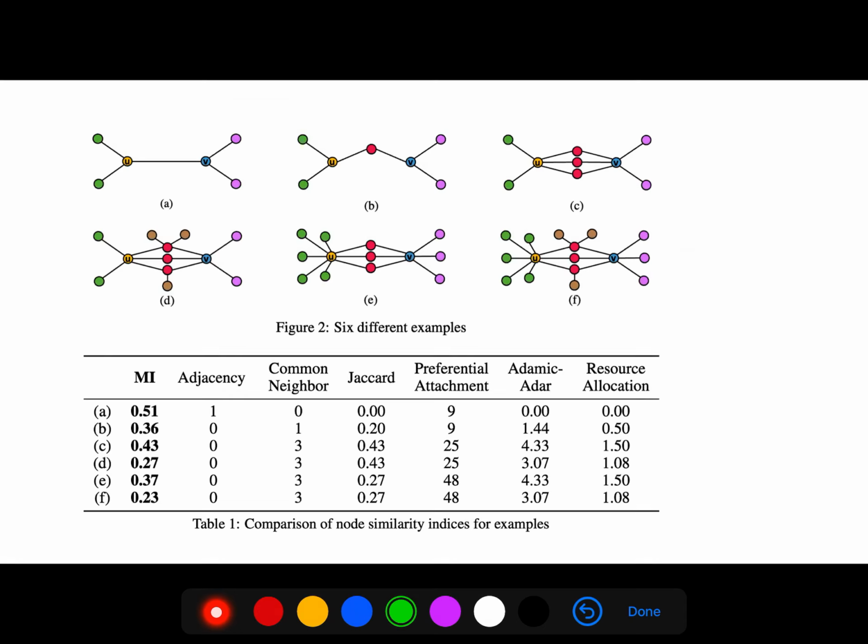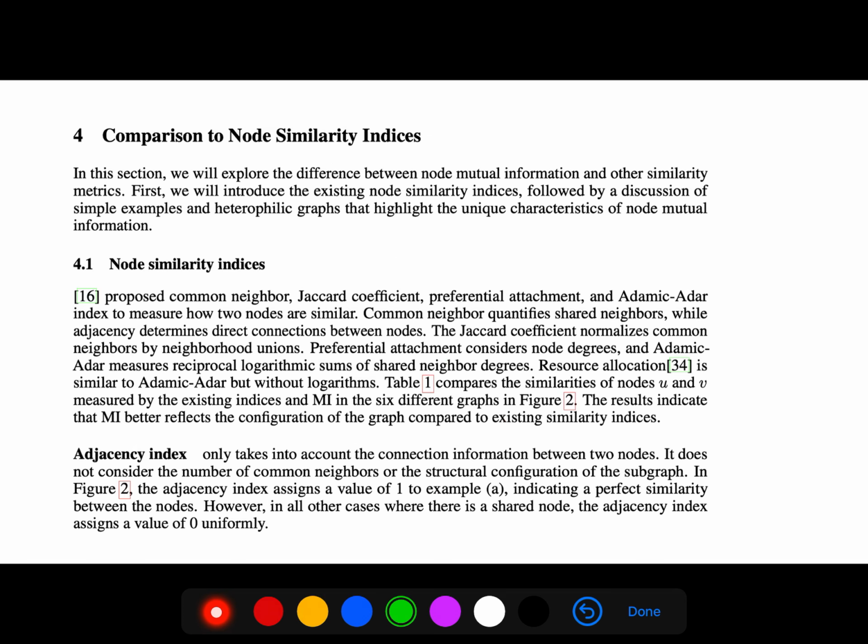So you see 6 different examples. You see a comparison of node similarity for the examples. We have mutual information. Now, what can we do with these node similarities?